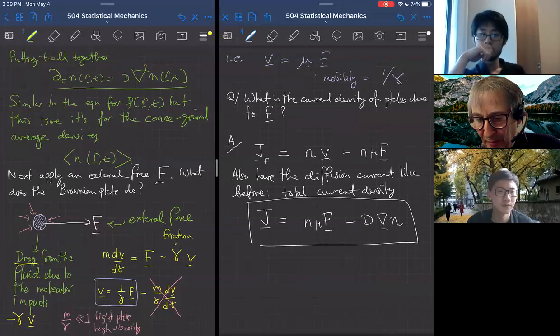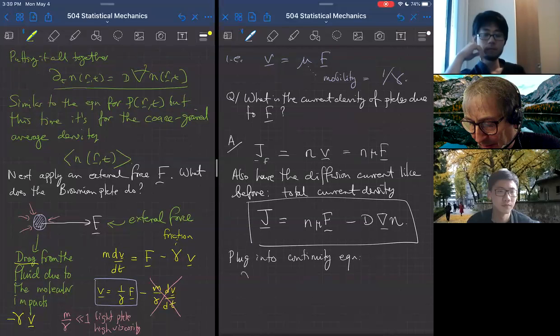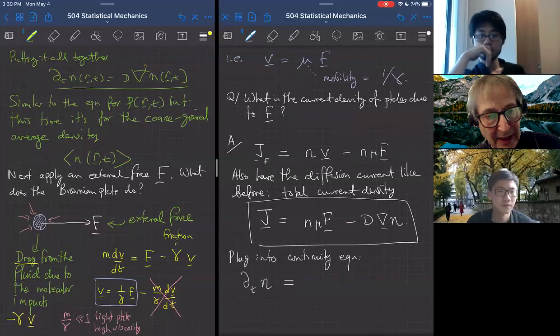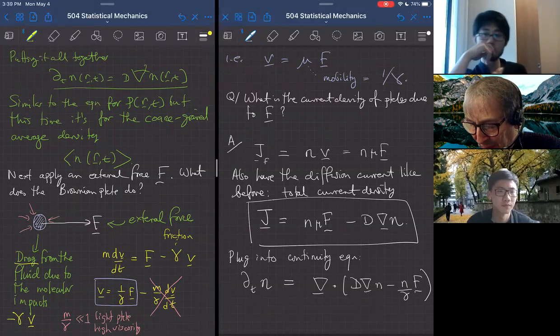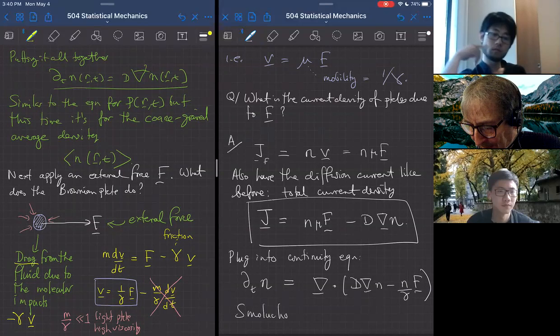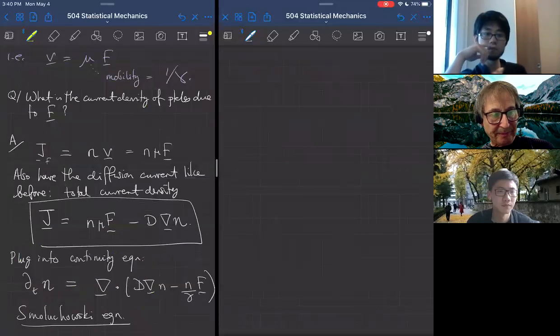So then now we have to plug that into the continuity equation. And so that simply says that dn/dt is equal to the divergence of (D grad n minus n over gamma times F), and that equation is known as the Smoluchowski equation. It's the generalization of the diffusion equation when you have an external force.